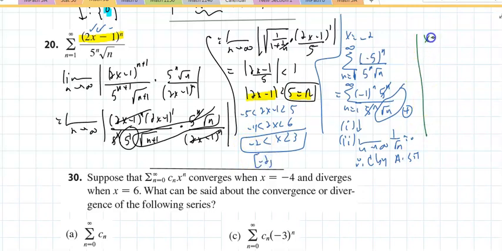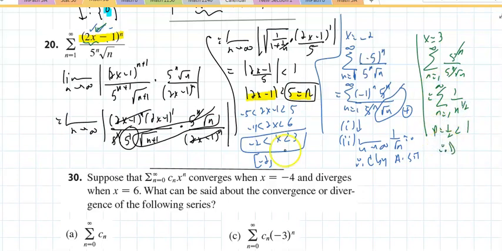And I go to x equal, what did we say, 3? If I put a 3 there, 6 minus 1 is 5. That is the series n equal 1 to infinity of 1 over n to the 1 half, p equal 1 half less than 1, therefore diverge. There's my interval, and my radius is 5.